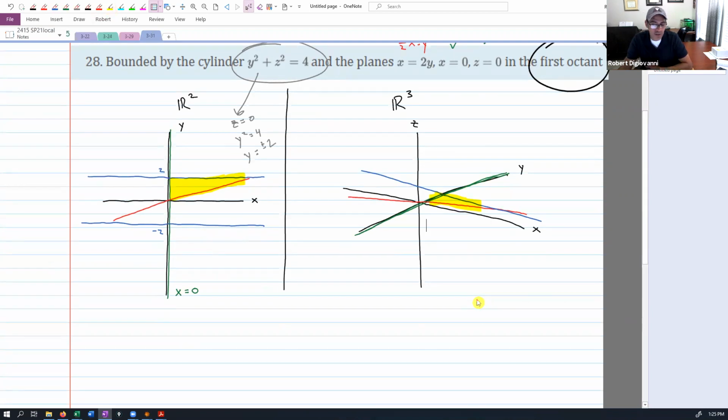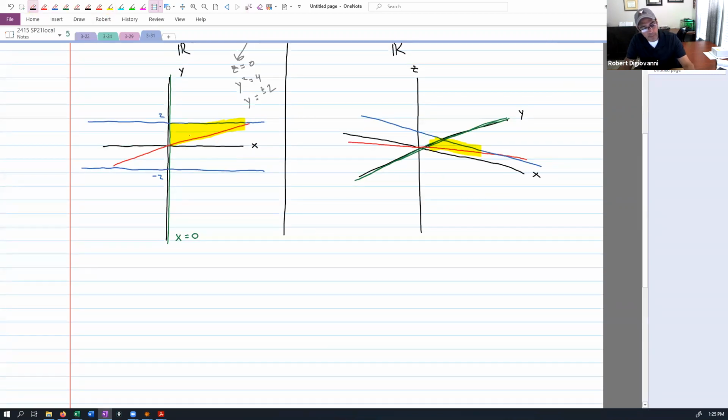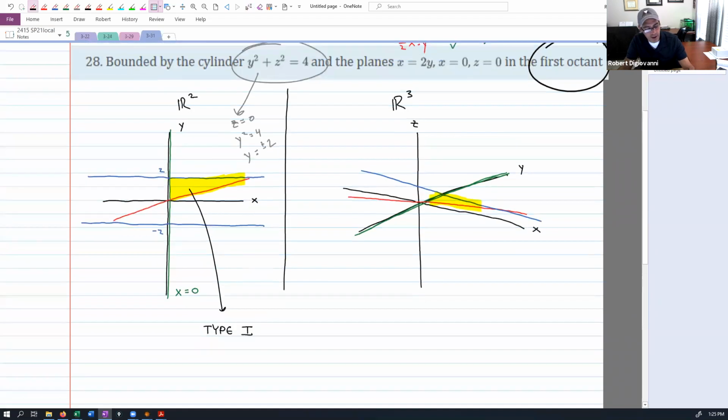Let's try and see if we can do this without a picture. Is this a type 1 or type 2? It can be either one, right? But type 1 seems pretty reasonable. Can you tell me what the restrictions on x are? Like, where does x start? Where does x stop?